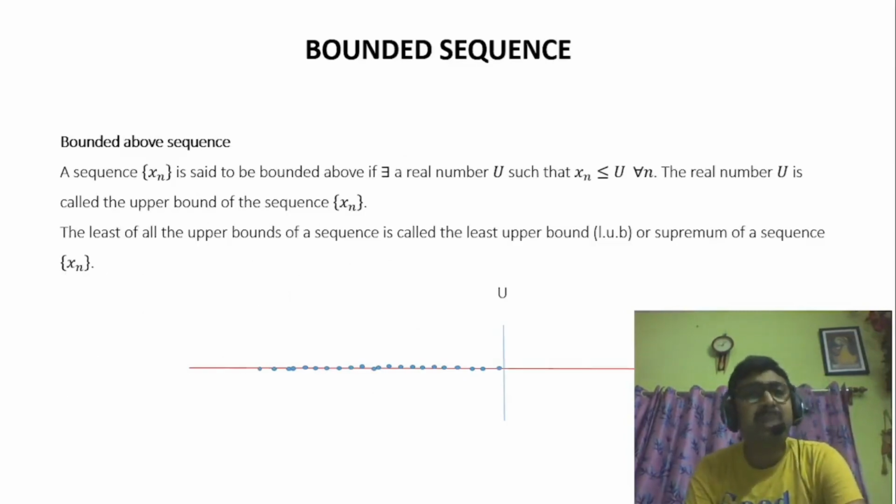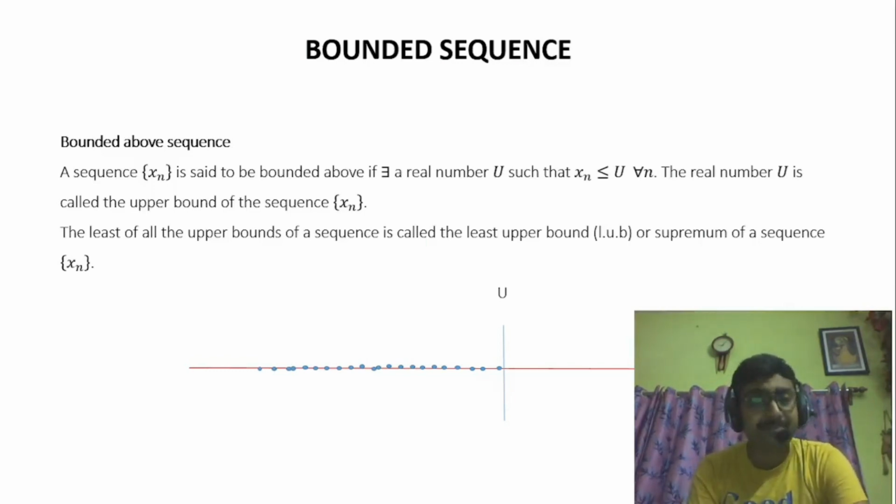Next topic is bounded sequence. Now in this context, first we need to know what a bounded above sequence is. Just look at the definition. A sequence xn is called bounded above if there exists a real number, we call it u, such that xn is less than or equal to u for all n. That is, every element of the sequence is less than or equal to u, that is, no one crosses u. Then the sequence is called bounded above and the number u is called the upper bound.